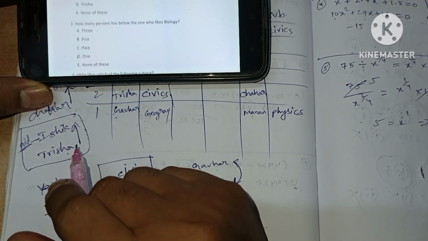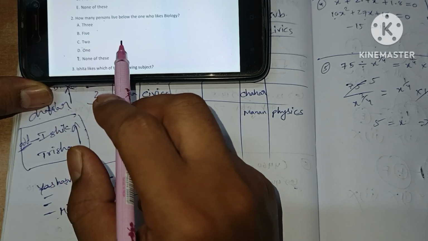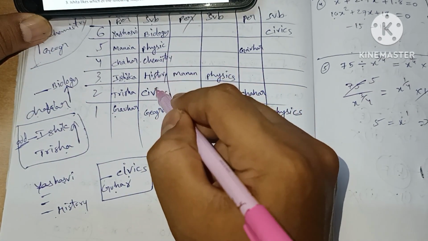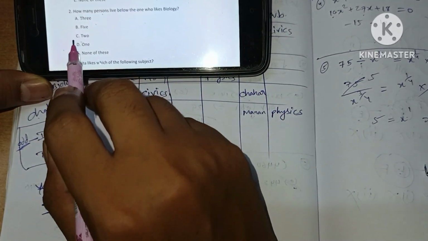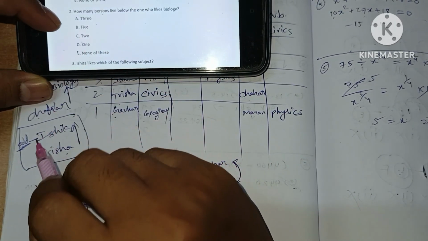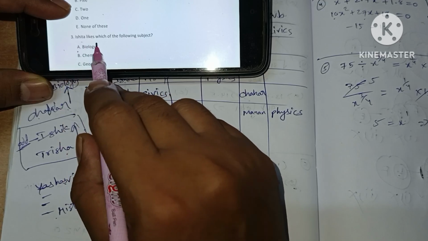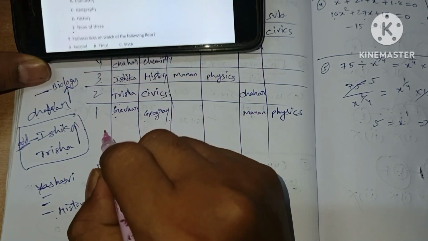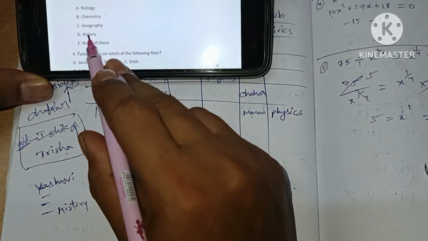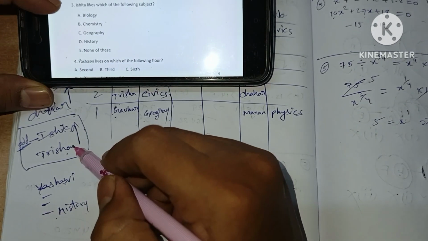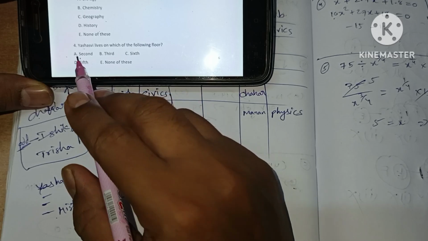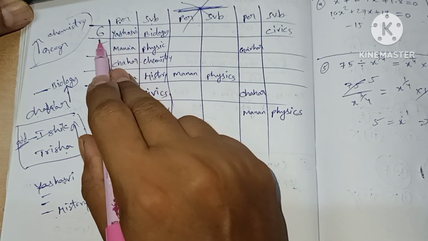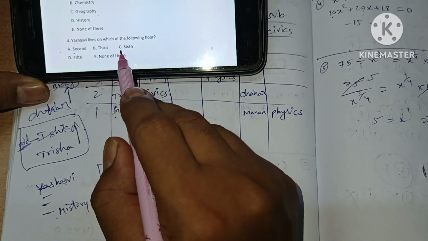Second question. How many persons live below the one who likes biology? Below biology, 1, 2, 3, 4, 5. 5 persons. Option B is our answer. Next, third question. Ishita, which is Ishika, likes which of the following subjects? Ishika likes history. So option D is our answer. Next, Yashashvi lives on which of the following floors? Yashashvi lives on floor number 6. So the answer will be option C, 6th floor.